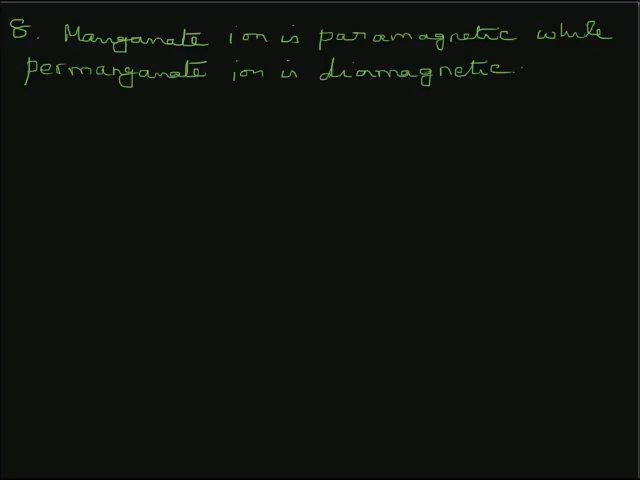paramagnetic. Now take a permanganate ion, MnO4 minus, Mn in +7 oxidation state with no electron in the d level, d0 configuration. Obviously, it is diamagnetic. It's a very simple question.